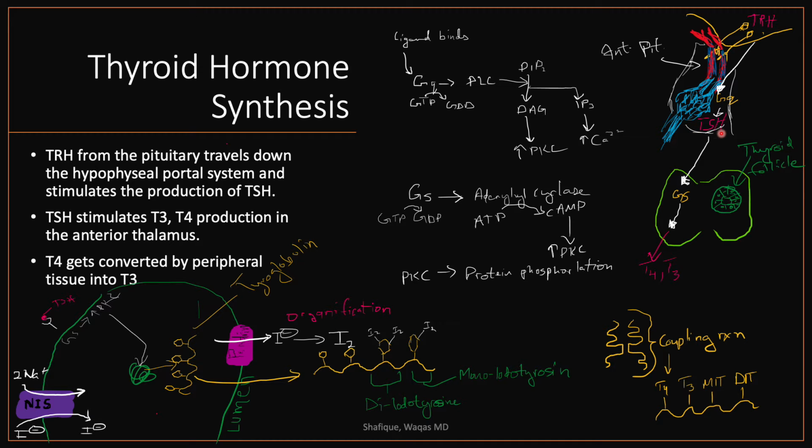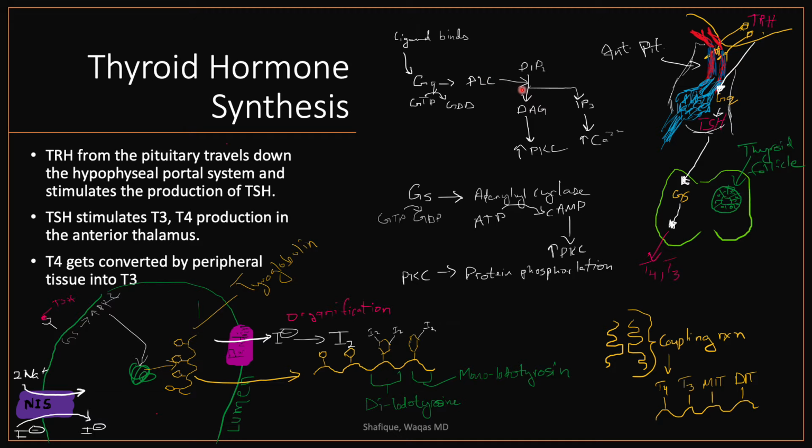The way that happens is TRH binds to a G protein linked receptor, causing a conformational change. That causes the activation of the alpha Gq protein, because GDP gets converted into GTP, and that causes the activation of phospholipase C.